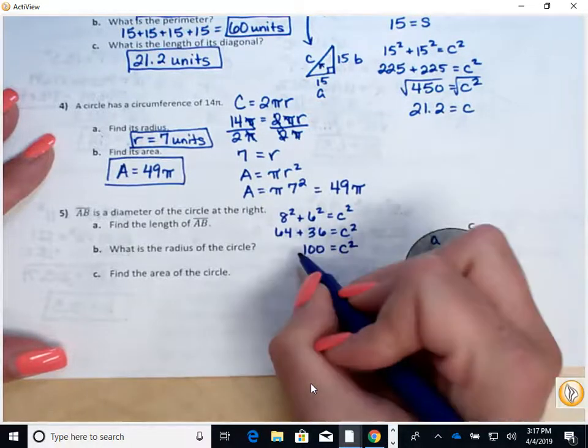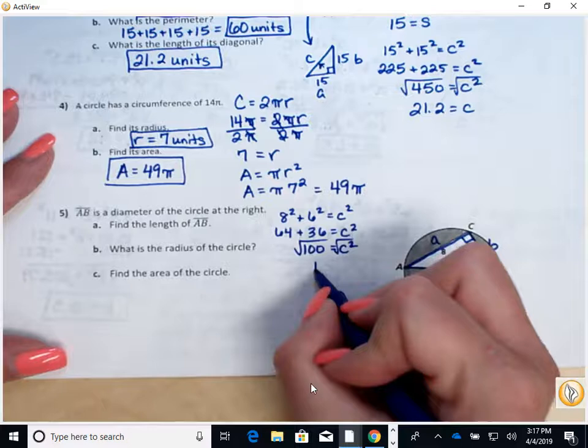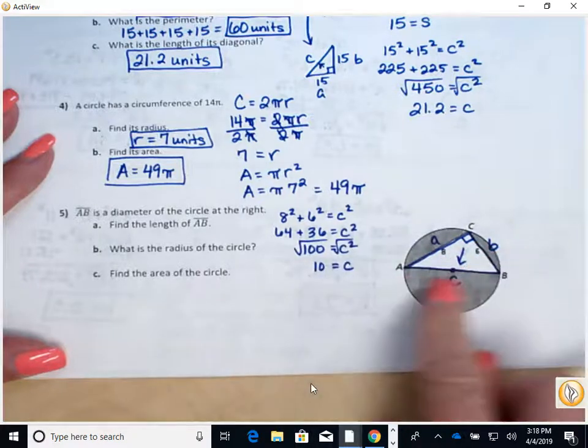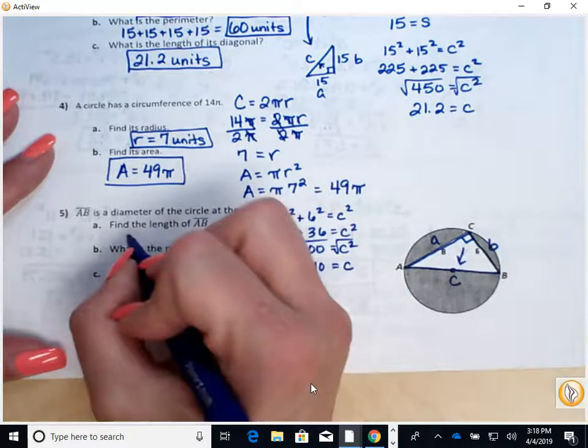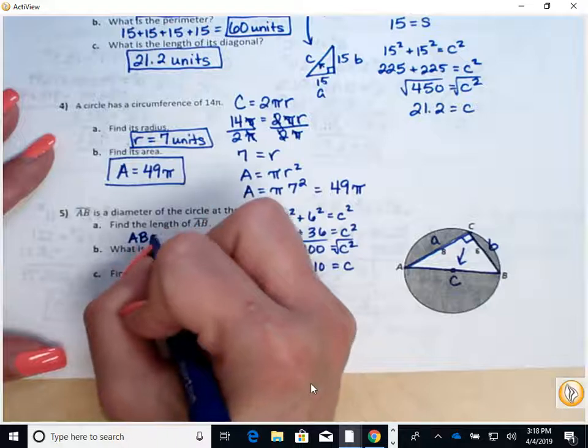To get C by itself, square root. Square root of 100 is 10. Now that C side is the AB side. So side AB equals 10.